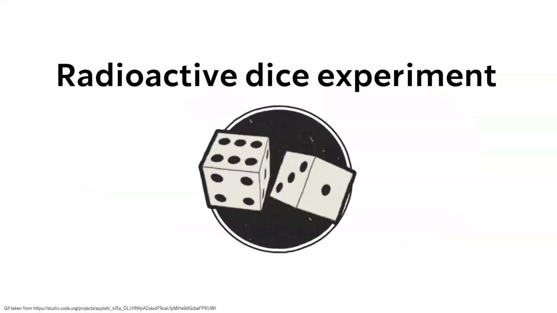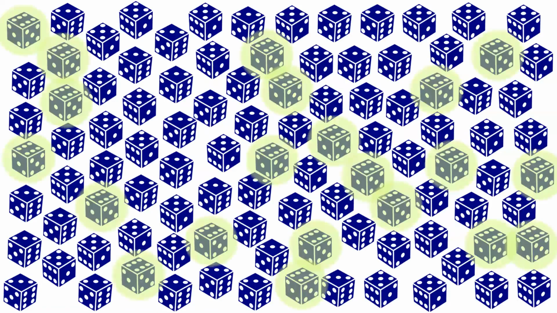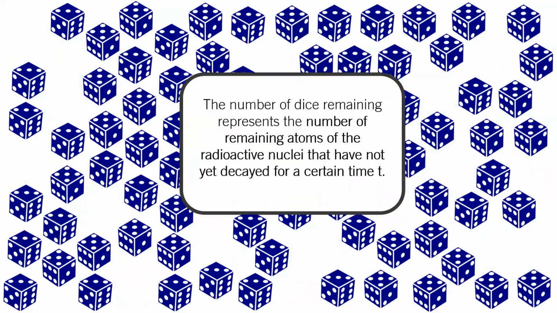dice experiment. The atoms of the radioactive nuclei are represented by a large number of dice, which are thrown simultaneously. Every dice showing any particular number n is deemed to have decayed. After each round of rolling, all dice that show the number n are removed, while the rest will remain. The number of remaining dice represents the number of remaining atoms of the radioactive nuclei that have not yet decayed for a certain time t.